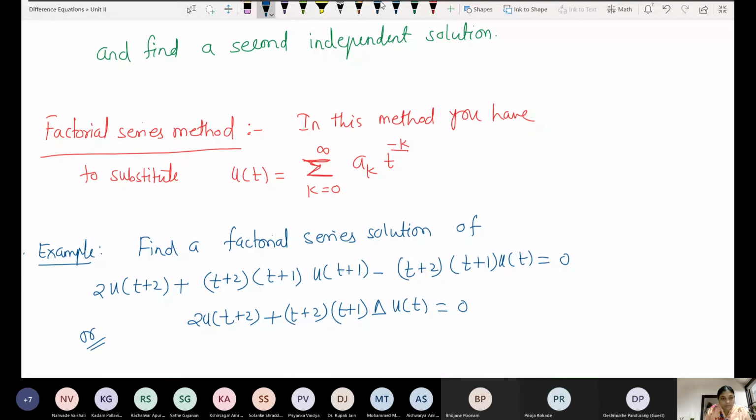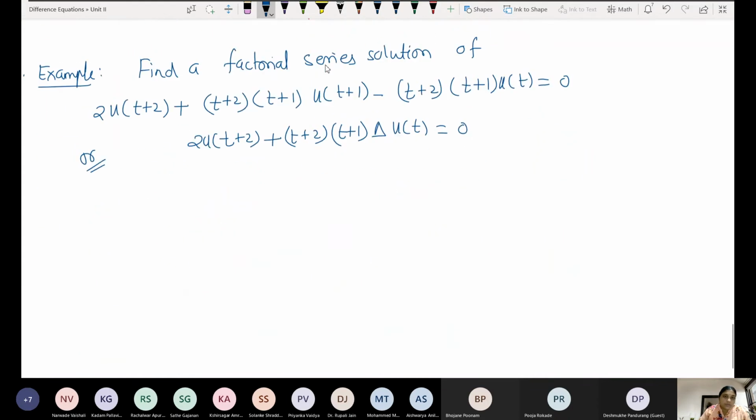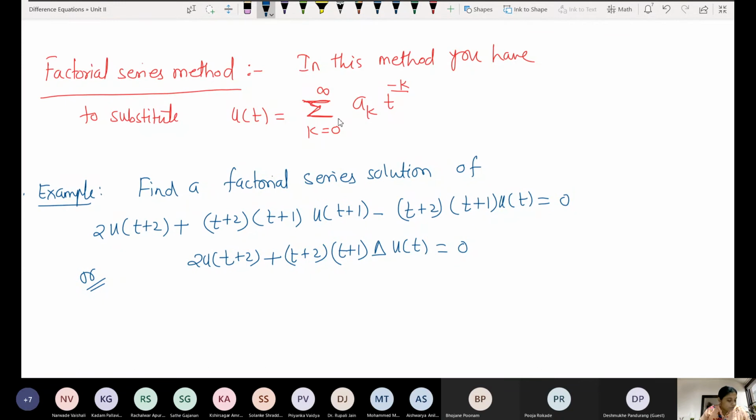You can just simplify this. Delta u at t is u at t plus 1 minus u at t, so I can write this in the form of delta. So to find the factorial series solution, first I have to use this substitution. Note that a factorial series solution need not always exist for every second order difference equation. Wherever it exists, only then can we use it. Otherwise, we cannot use this method.